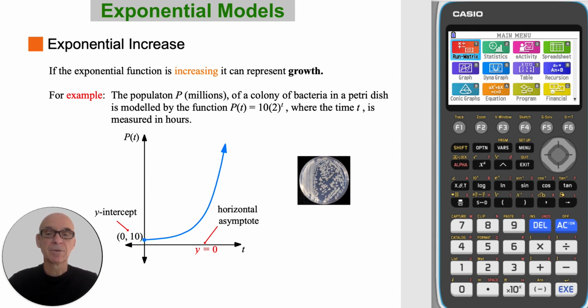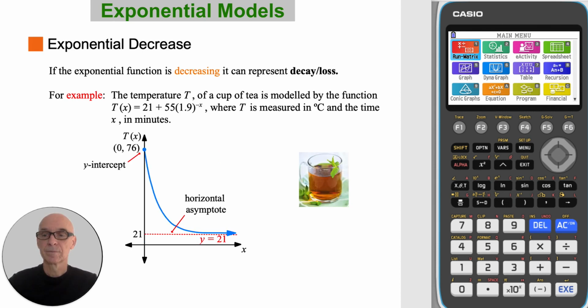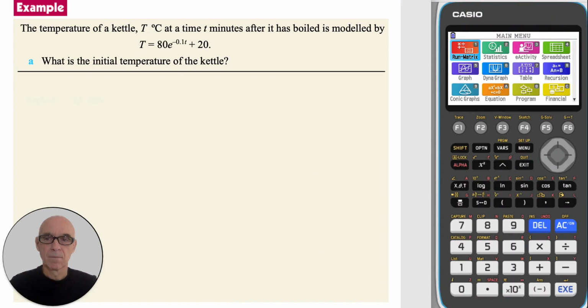In this example, the population of a colony of bacteria in a petri dish is modelled by the increasing exponential function shown. In this example, the temperature of a cup of tea is modelled by the decreasing exponential function shown. In part A of this question, we're asked, what is the initial temperature of the kettle? So we need to find the initial value.